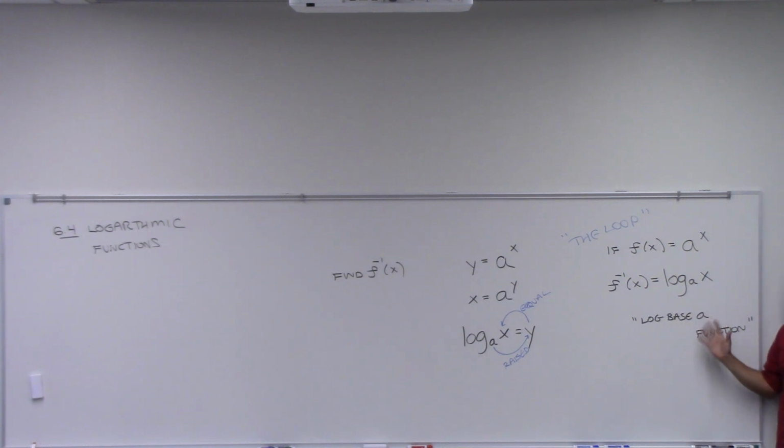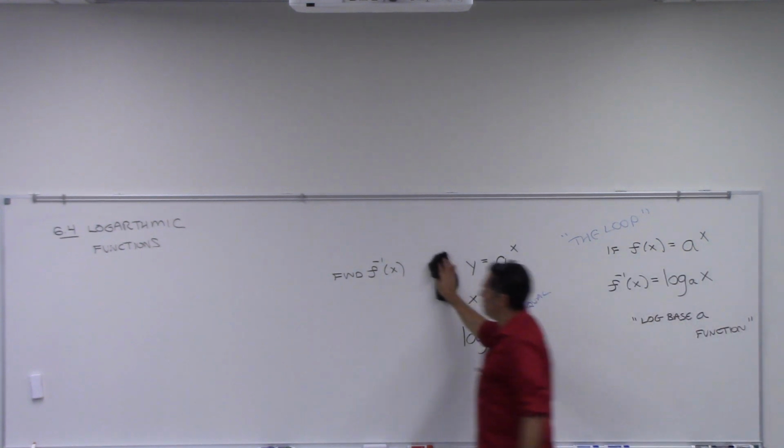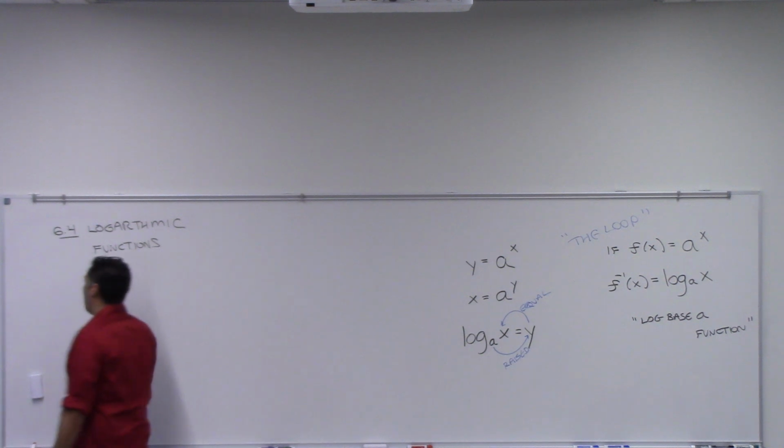You can mix these words up. Okay, it's the log base A function or the logarithm function of base A. So this number right here is our base, isn't it? Isn't that the base of the exponential function as well? Okay, so whatever the base of the exponential function is becomes the base of the logarithmic function. So let's go about seeing how we would graph this, all right?